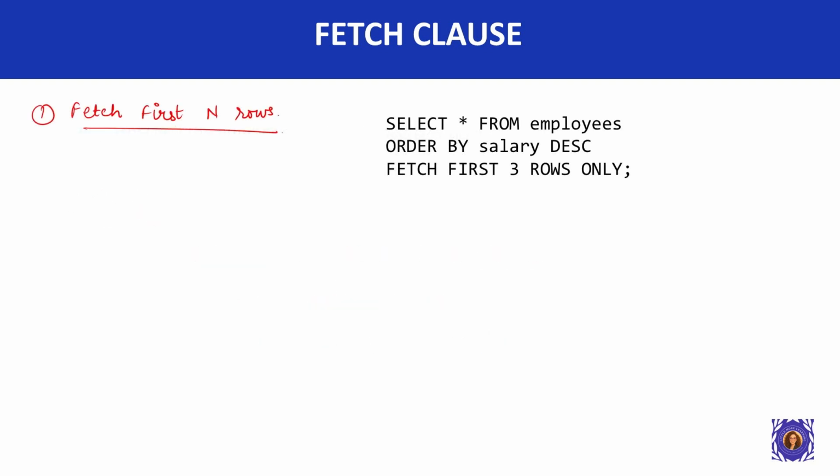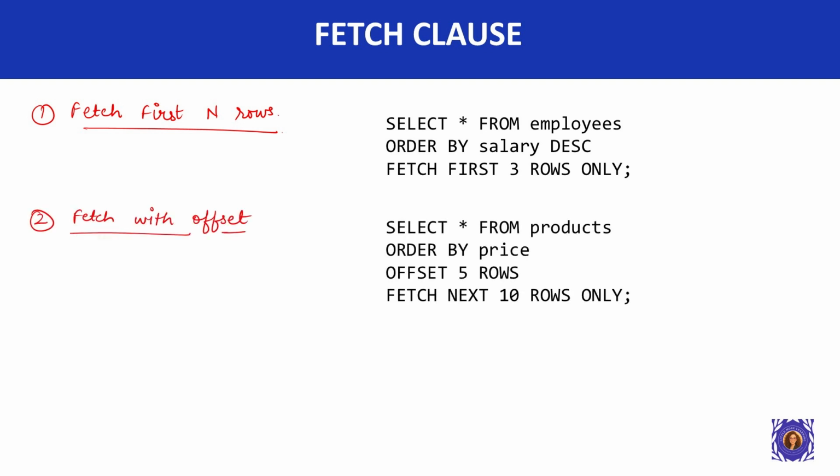Let's see this in action with a simple example. This query is asking for the 3 highest paid employees. We order by salary in descending order, so the highest salaries come first, then we fetch first 3 rows only. The beauty of this syntax is how readable it is. Anyone can understand exactly what this query does, even if they are not SQL experts.